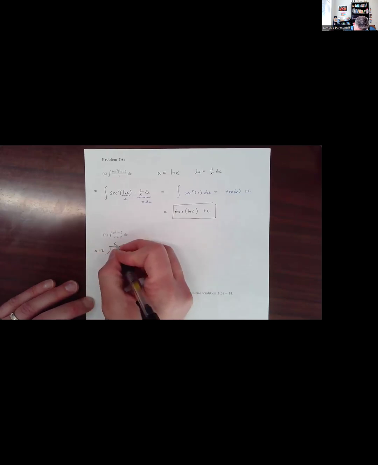X times x is x squared. You get x squared plus 2x. Subtract. 0 minus 2 is negative 2x minus 5. X times negative 2 is equal to negative 2x. So I get negative 2x, and negative 2 times 2 is negative 4. Subtract, and you get negative 5 plus 4, which is negative 1.